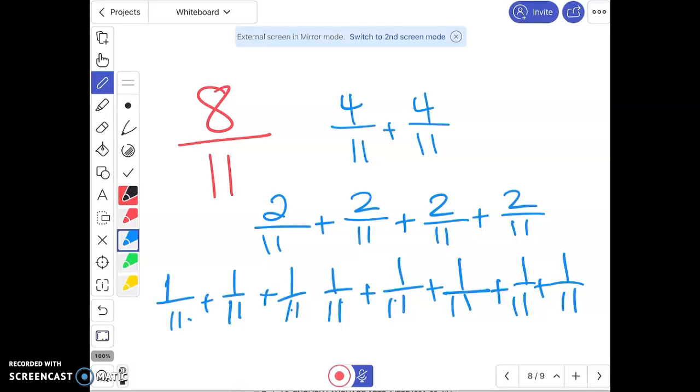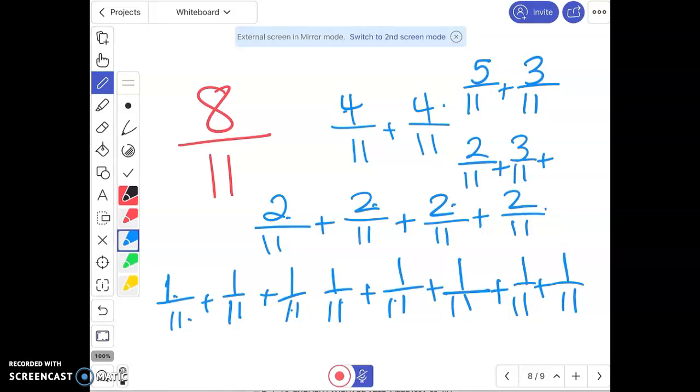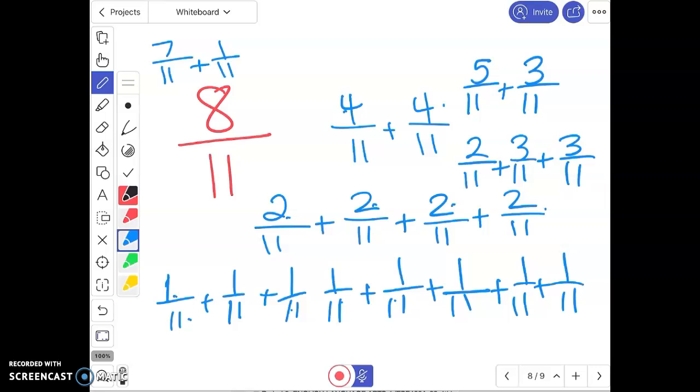Now, what I bet you probably noticed so far is that I did 4 and 4, 2, 2, 2, 2, 1, 1, 1, 1, 1. They don't have to be the same. This could be 5/11 plus 3/11. It could be 2/11 plus 3/11 plus 3/11. It could be 9/11. Nope, that's not it. Bad example. I meant 7. 7/11 plus 1/11. These are all different ways to break down or decompose 8/11.